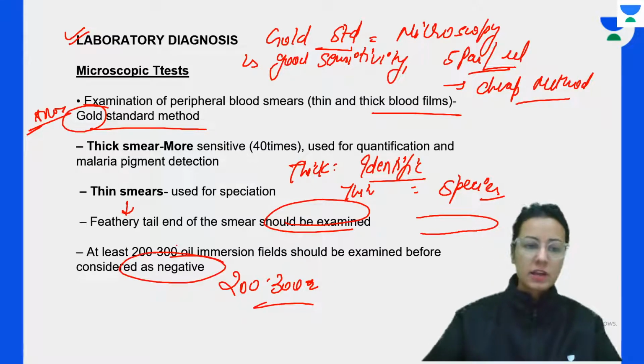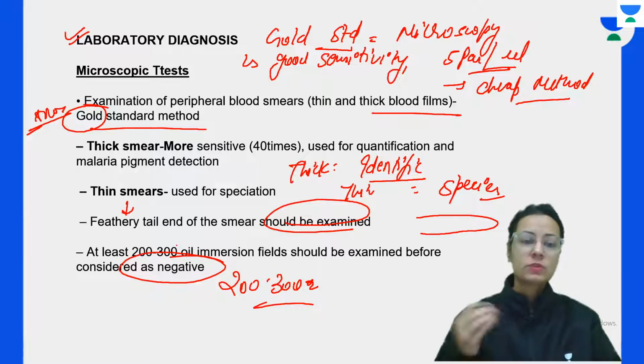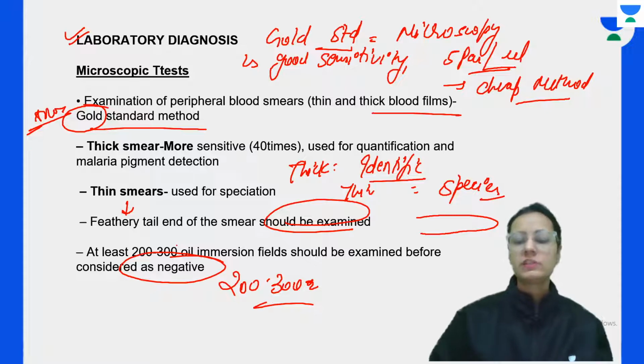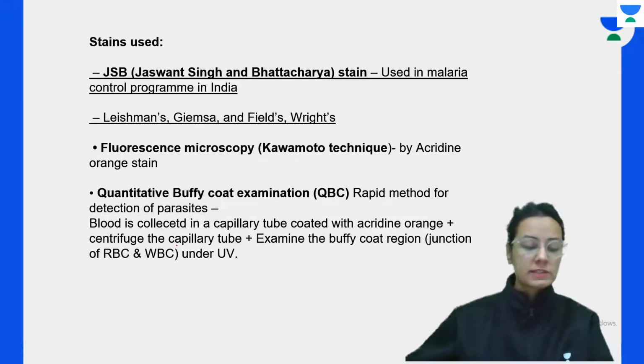So that is about the microscopic test. It is a gold standard, cheap method, has good sensitivity, and the thick smear is used for the detection and quantification of malaria, and for the species identification we are using the thin smear.